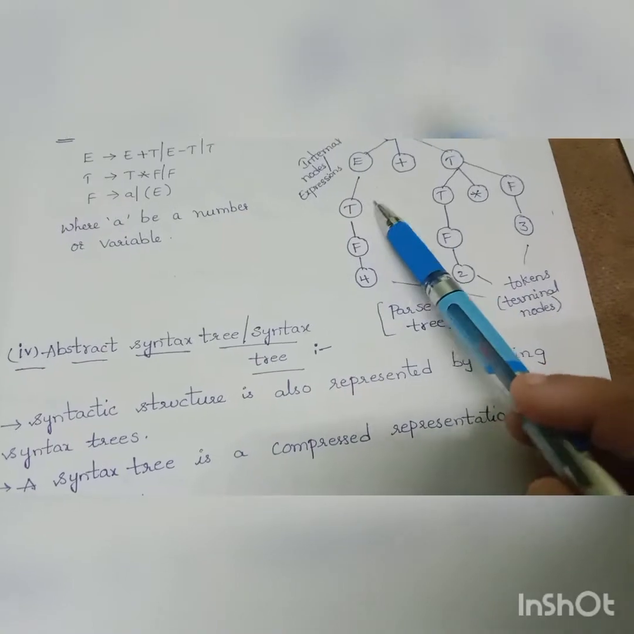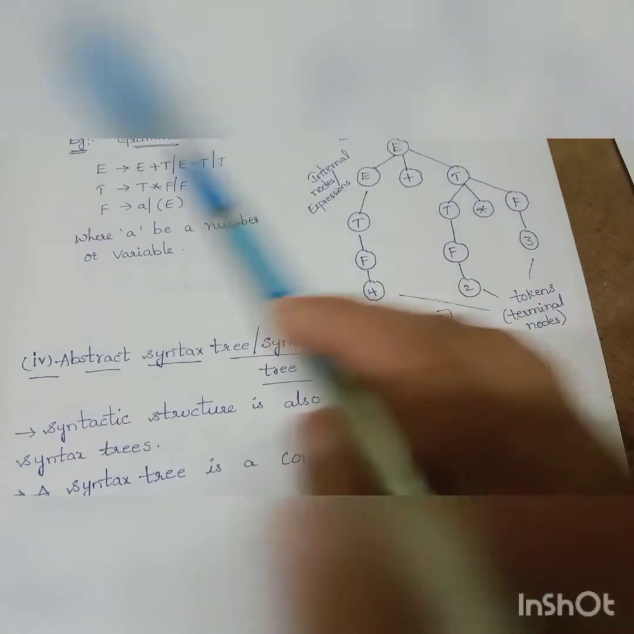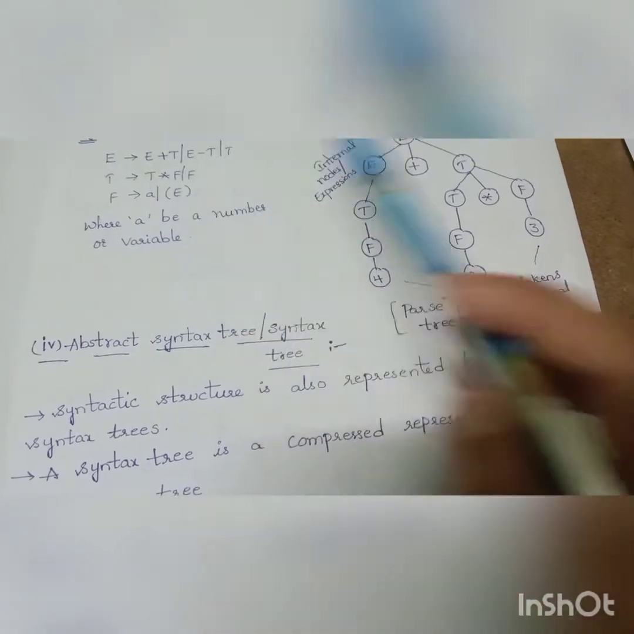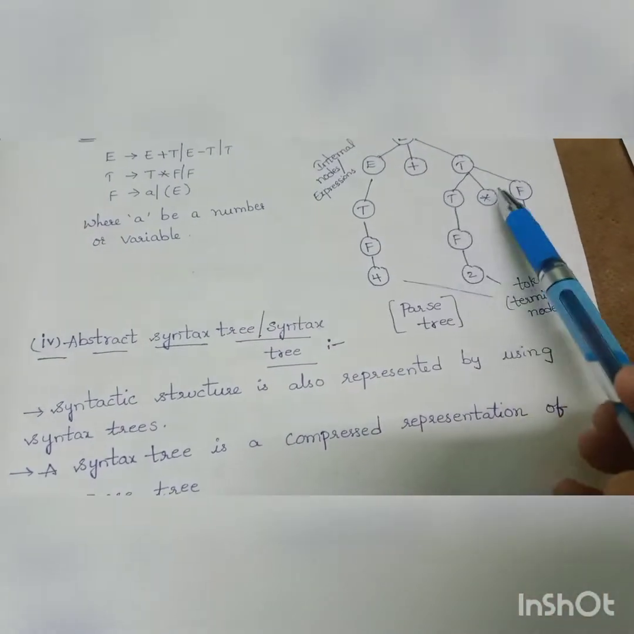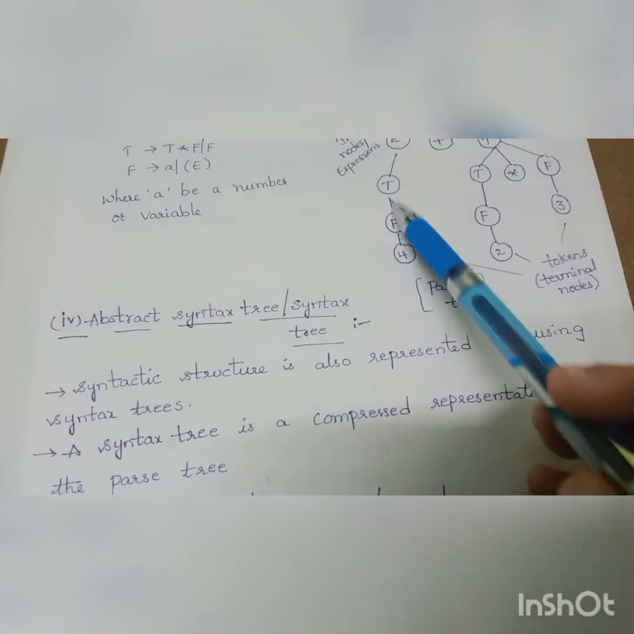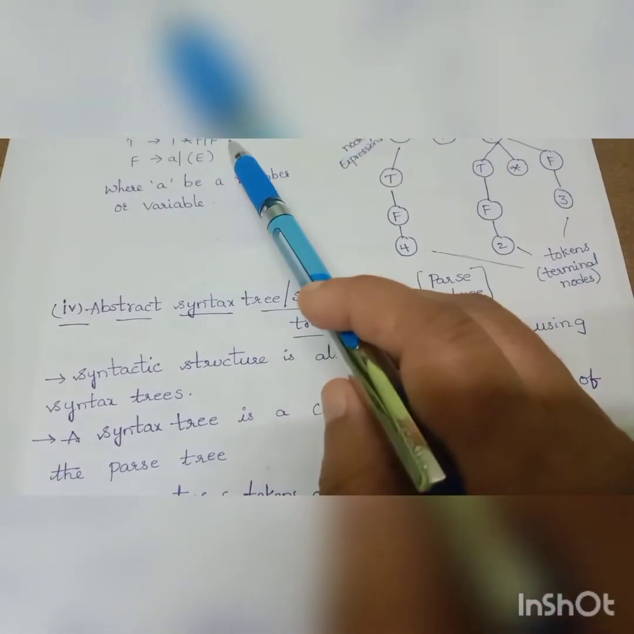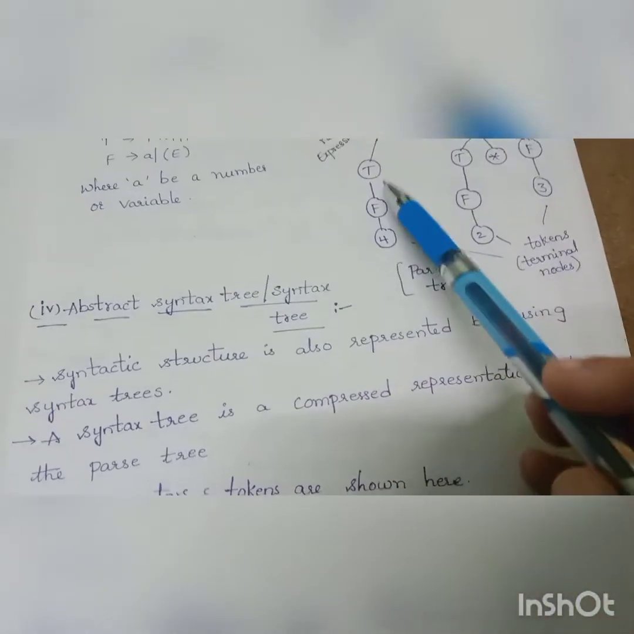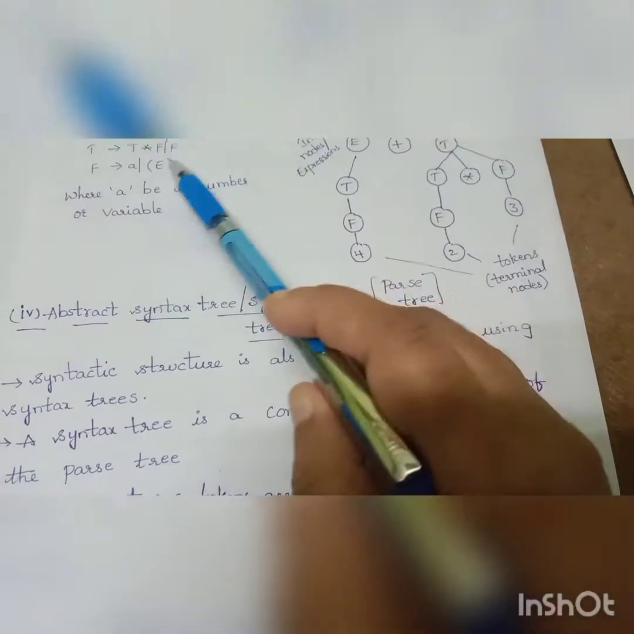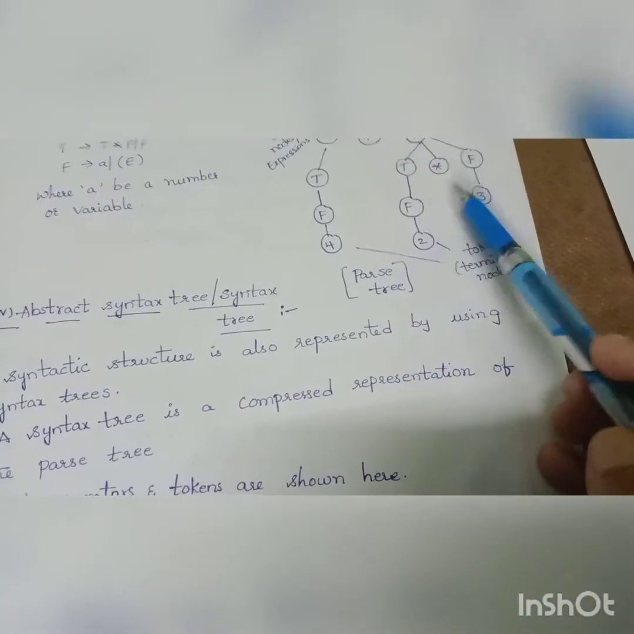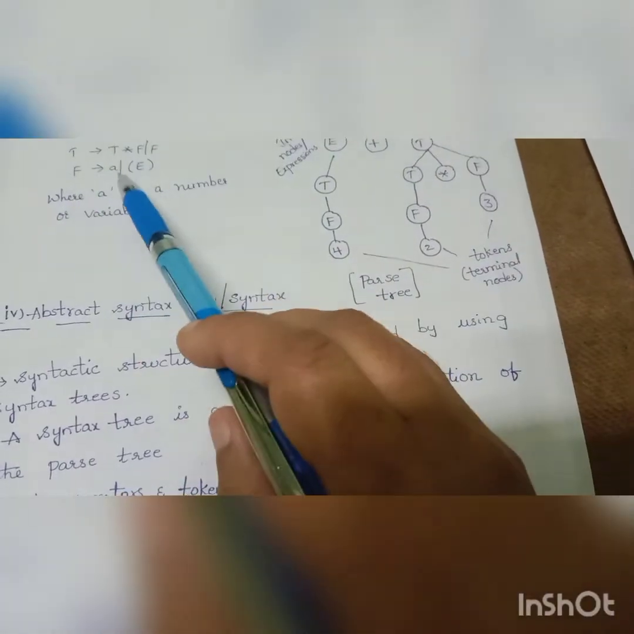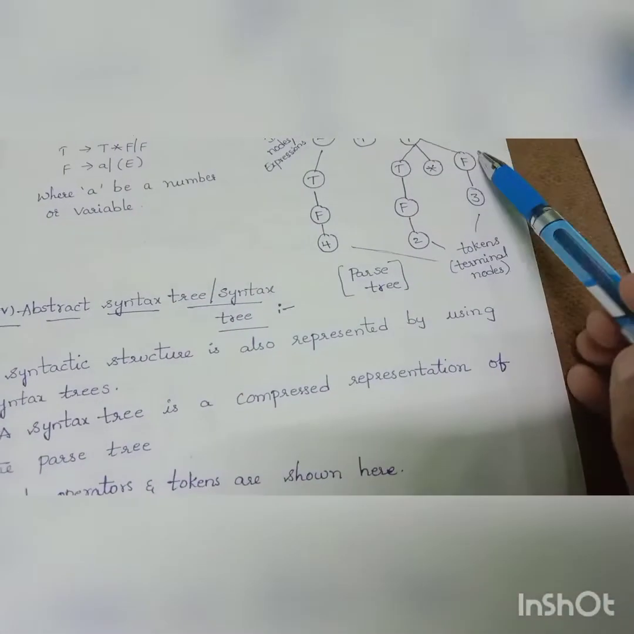Now for this T, T produces T star F or F. I have taken T star F. Now here T again has T star F or F. I have taken F. Now again here T, I have used the value of F. For F, F produces A or E, so there we have taken A.